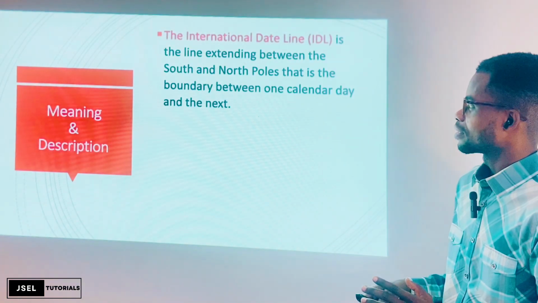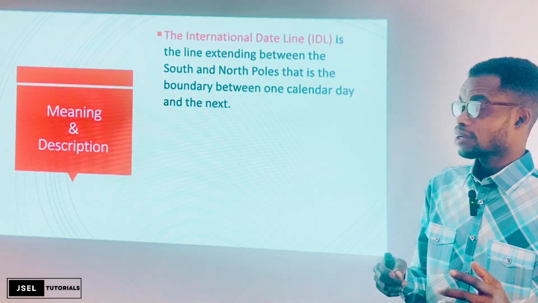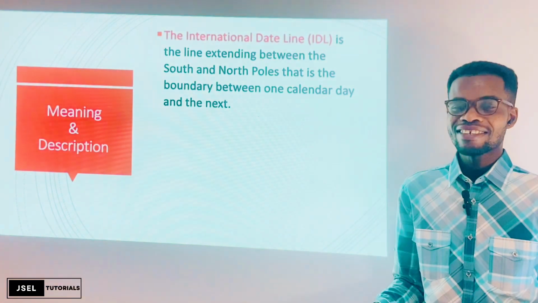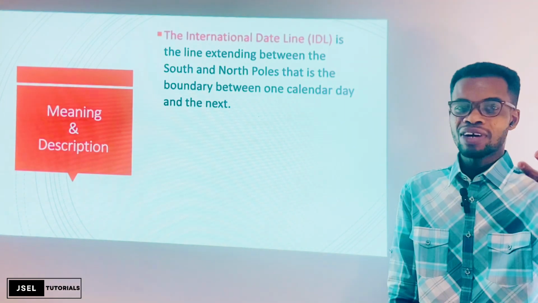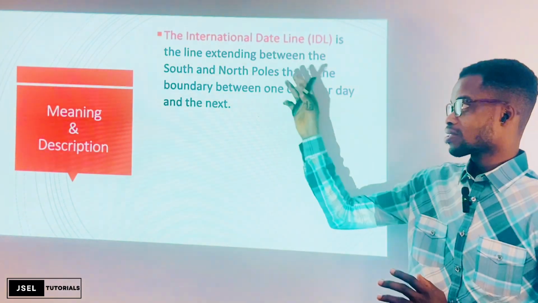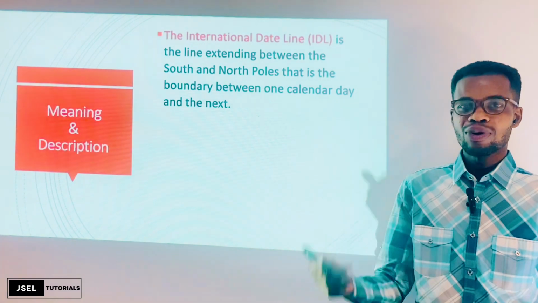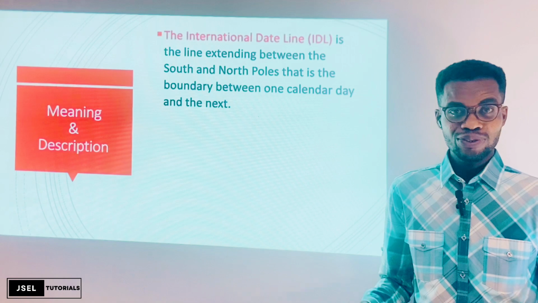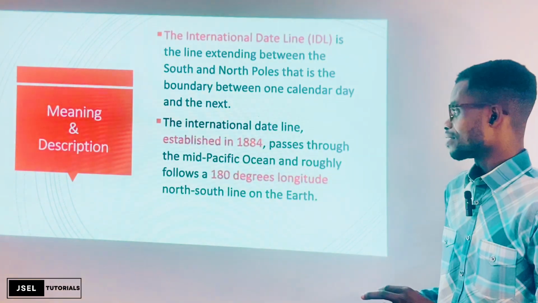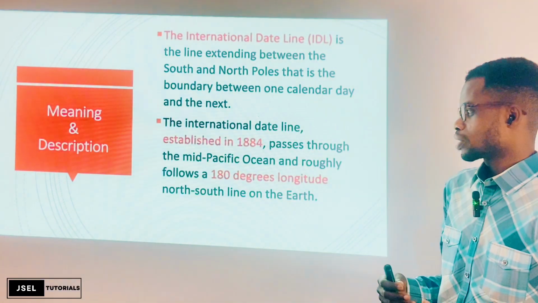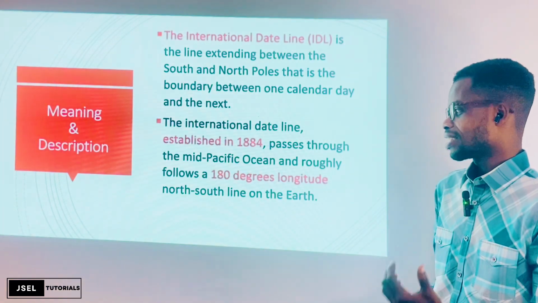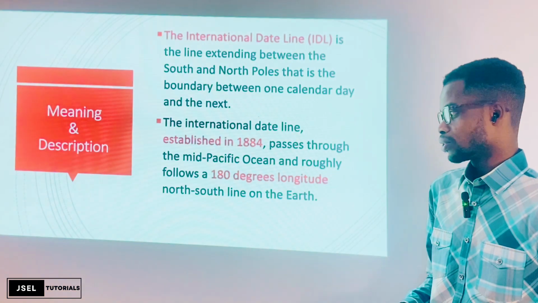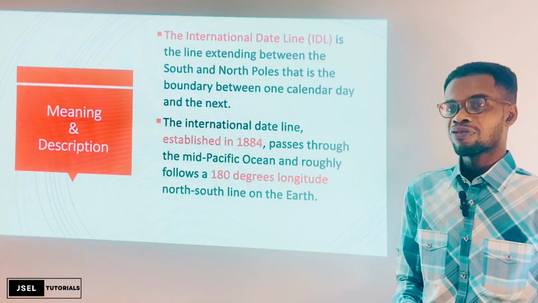So you look at it, it is a line standing between the south and north poles. That is the boundary between one calendar day and the next day. So what day are you in, wherever you are watching from? This is the line that determines that tomorrow is going to be Tuesday, tomorrow is going to be Thursday, tomorrow is going to be Sunday, and today is Monday, and so on. When it was established, in 1884, it passes through the mid-Pacific Ocean and roughly follows a 180 degrees longitude. I'll tell you how they got the 180 degrees longitude, north-south. So it's also a line drawn from the north to the south.